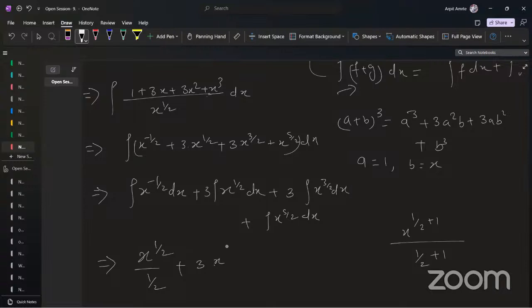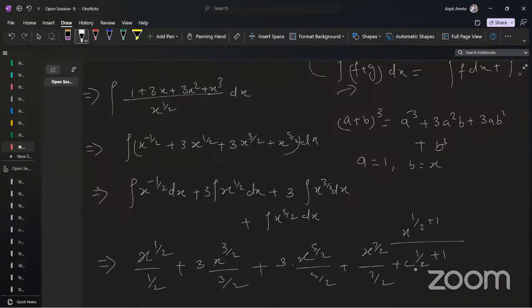So what will it be? It will be x raised to the power 3 by 2 divided by 3 by 2, plus then 3 into x raised to, similarly, 3 by 2 plus 1 divided by 3 by 2 plus 1. So it will be x raised to the power 5 by 2 divided by 5 by 2, plus here 5 by 2 plus 1 divided by 5 by 2 plus 1. So what will it be? x raised to the power 7 by 2 divided by 7 by 2 plus constant.